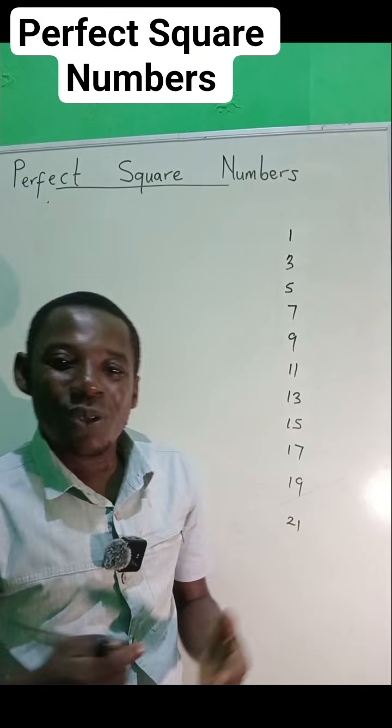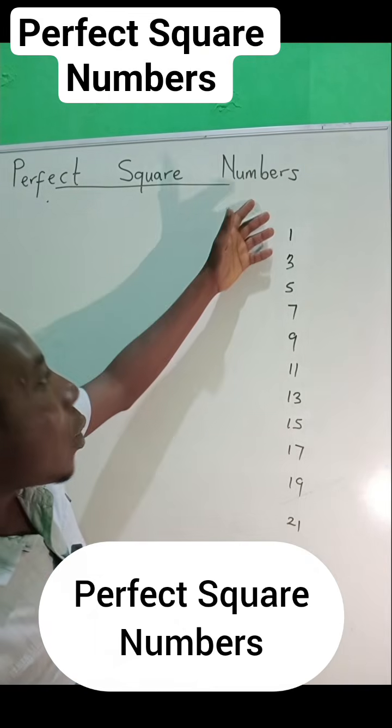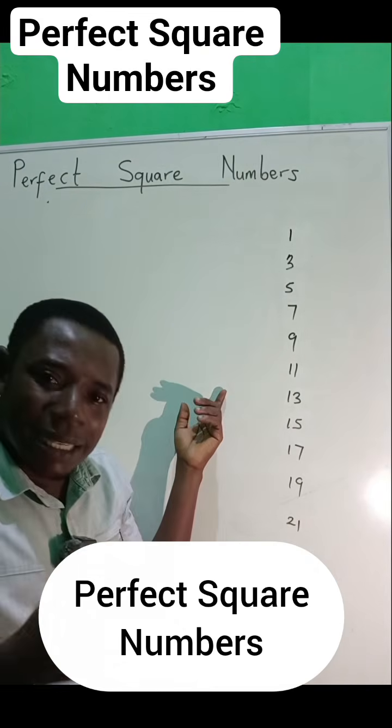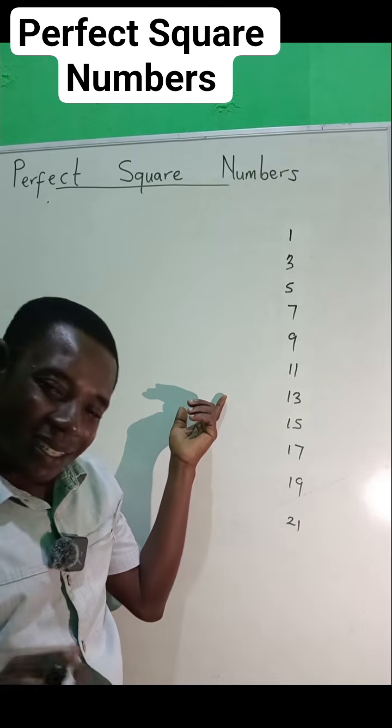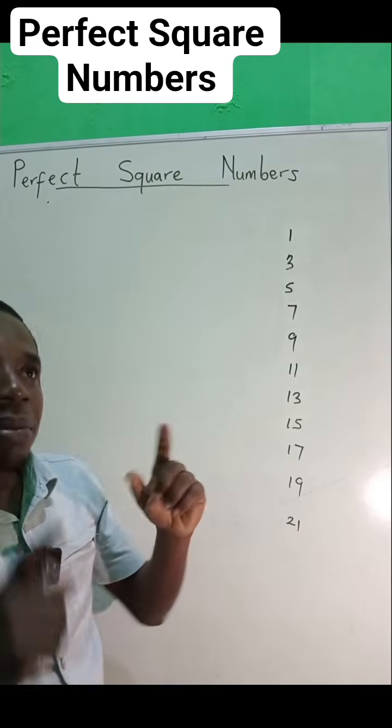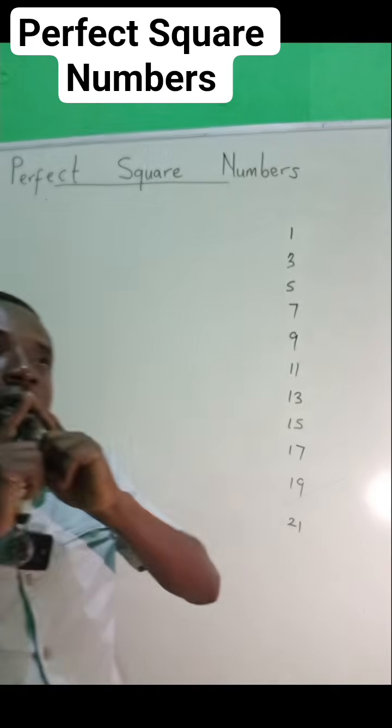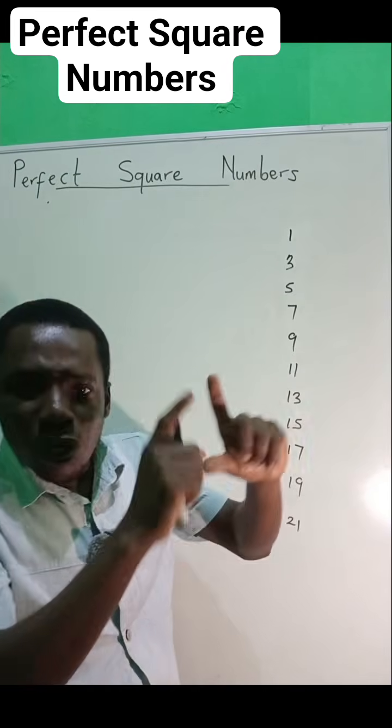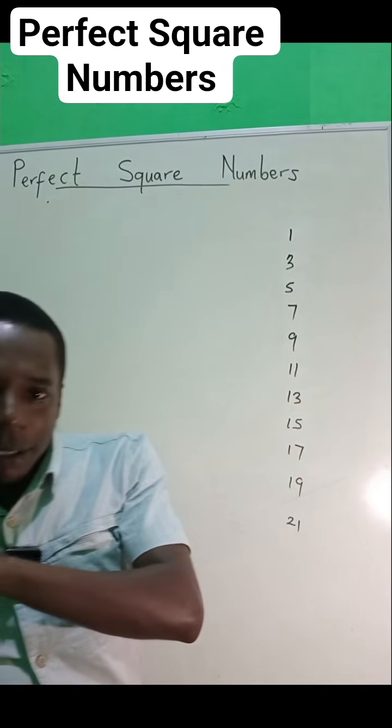Hello, in today's tutorial, we are going to learn how to use odd numbers to generate perfect square numbers. Yes, it is possible. Now, let me make this little clarification here. There's a difference between a perfect square number and a perfect number.